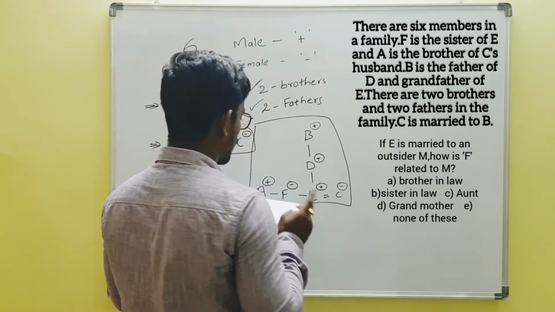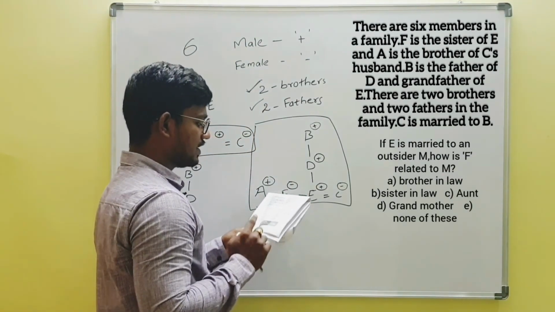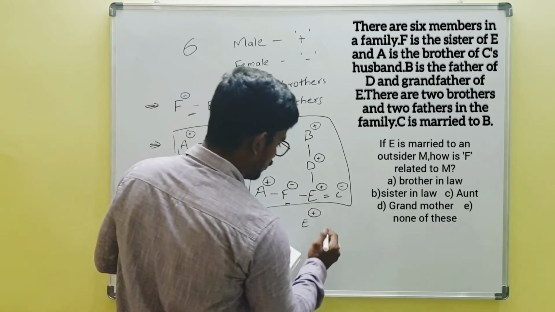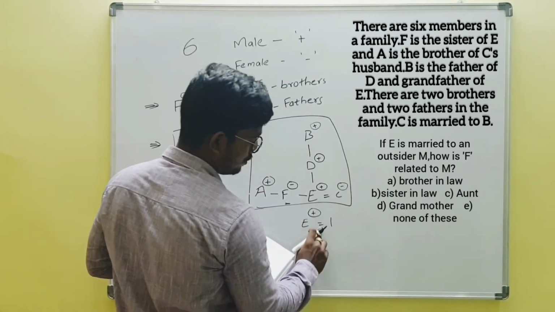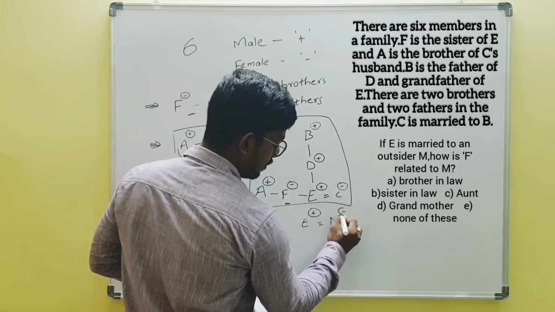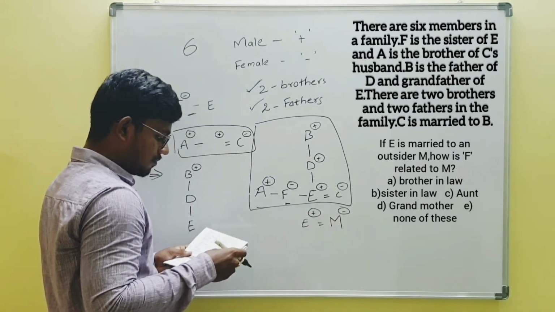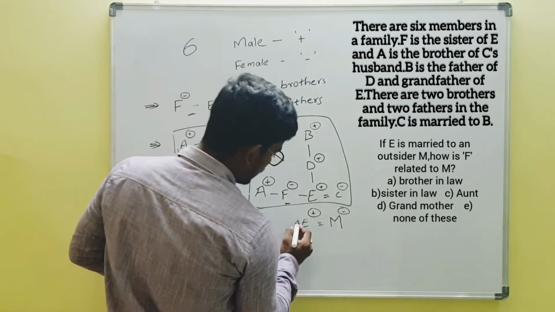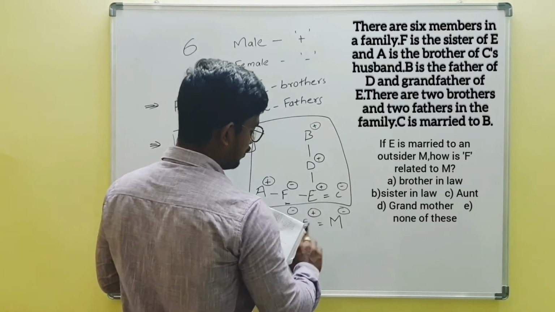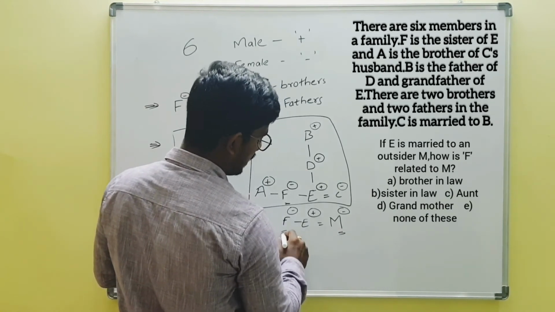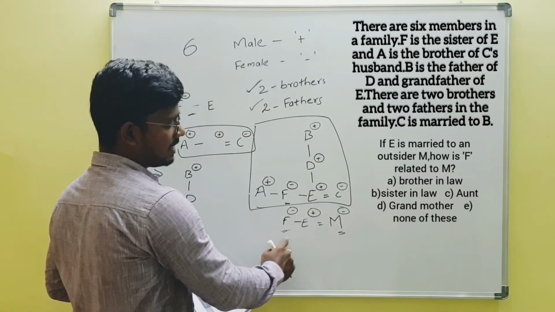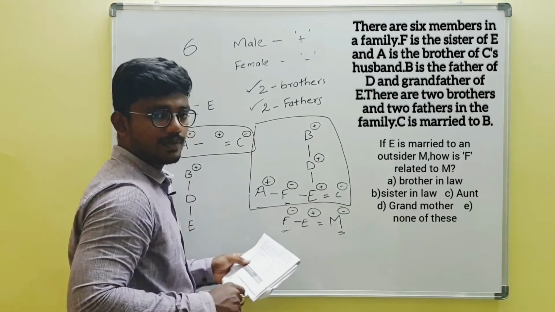If E is married to an outsider M, how is F related to M? See, if E is married to an outsider M, married means I have to use equals to symbol. M, married means M becomes wife of E, so I will place minus as my symbol. How is F related to M? See, F is sister of E. Then what they are asking in the question is, how is F related to M? So the relation between M and F will be sister-in-law. Okay, sister of E becomes sister-in-law for M. So option B is my answer.